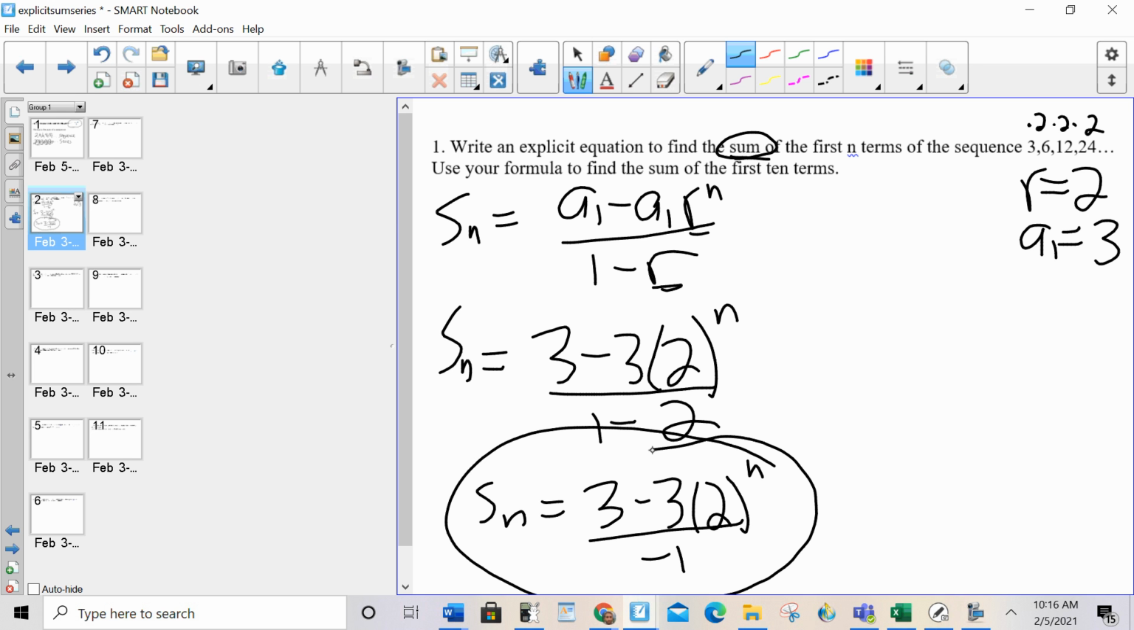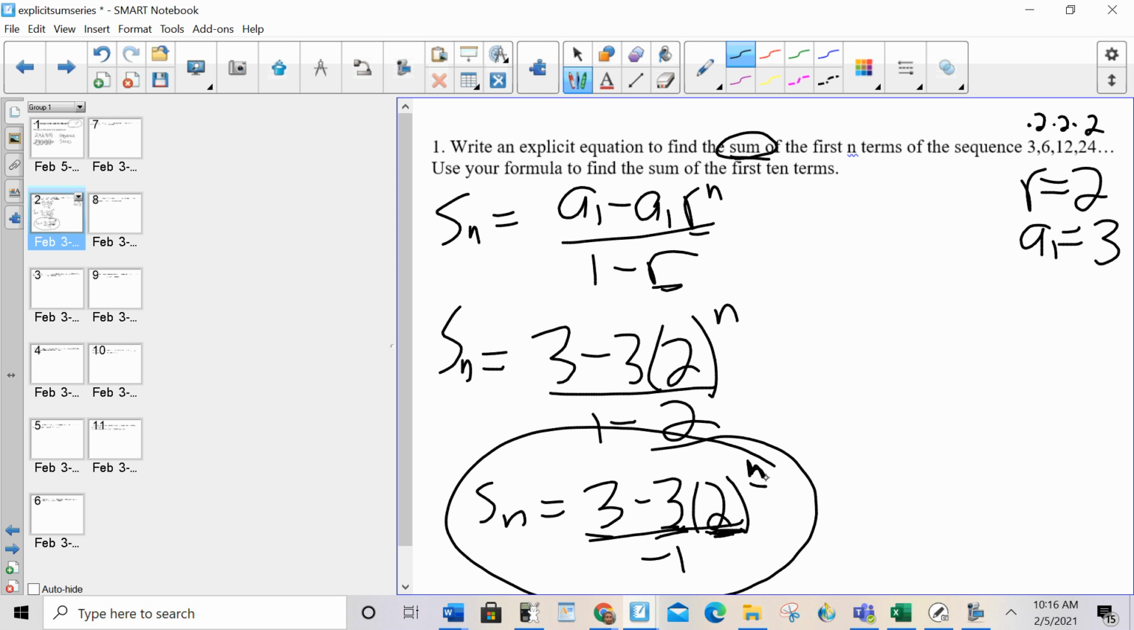You can't do 3 minus 3. You can't subtract the 3 and the 3 because the 3 is connected to the 2 and the 2 is connected to the n. I can't multiply the 3 and the 2 because the 2 is connected to the n. Basically, I can't do anything. I'm just substituting in. The only thing I can do is the bottom.